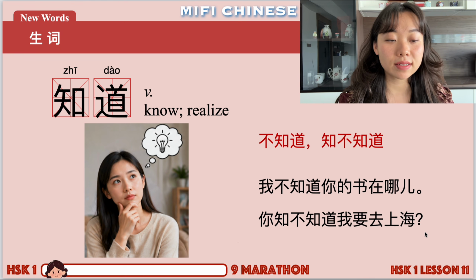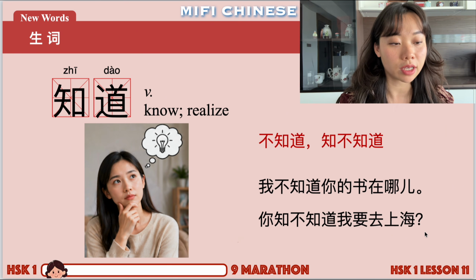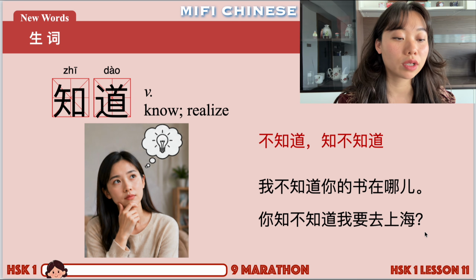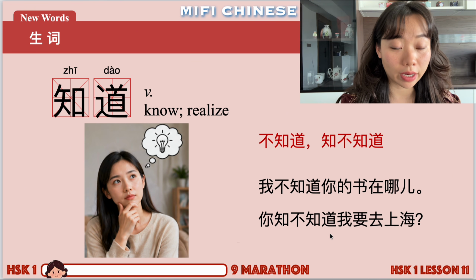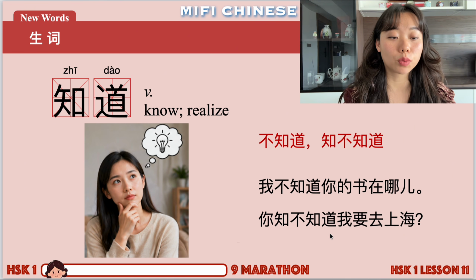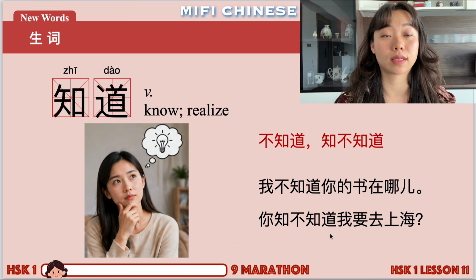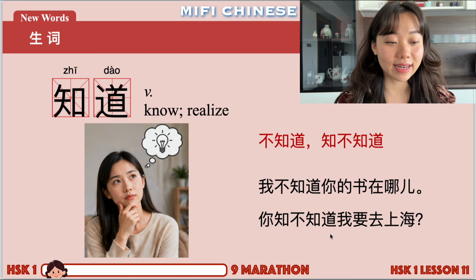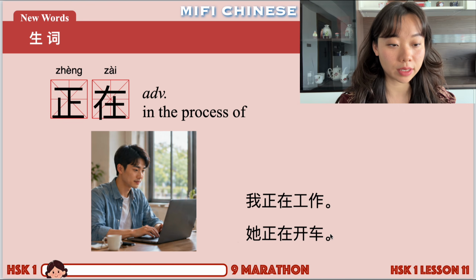So this is quite a unique expression in Chinese for asking questions like this, because in English, normally we don't ask, do you know or not? It's normally just, do you know that I'm going to Shanghai? So we will explain this structure in language points in more detail. This is the language point of this lesson. Okay, for now, let's move on to the next word.